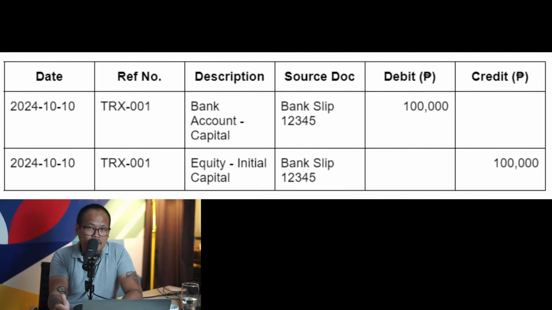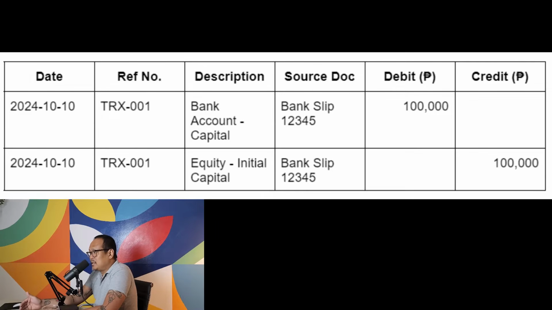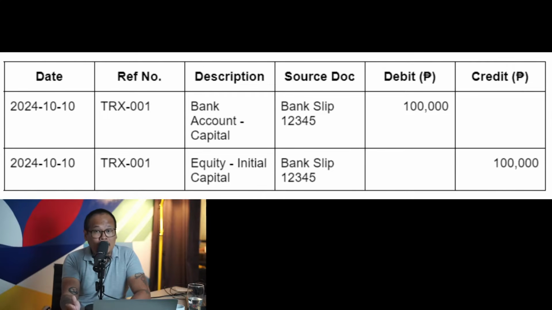Now in the next row is the same information, except that the credit account is equity or capital stock, and the credit amount is 100,000. So the debit increases your bank account balance and the credit represents the equity you have put in. It's all about tracking where the money came from and where it is going. So that's the record in your journal book or journal ledger.